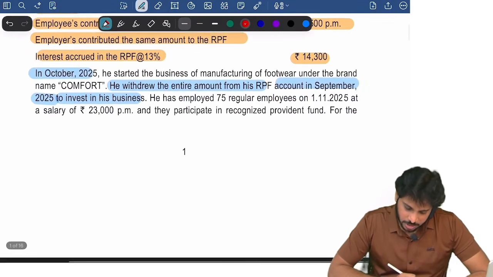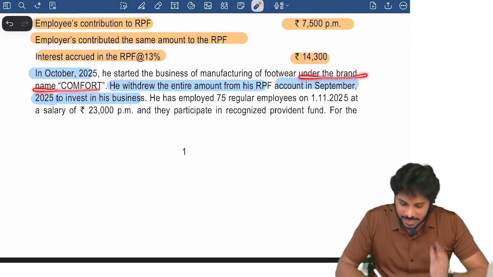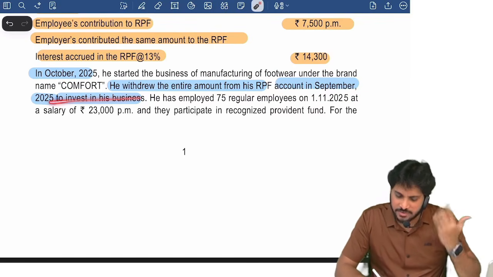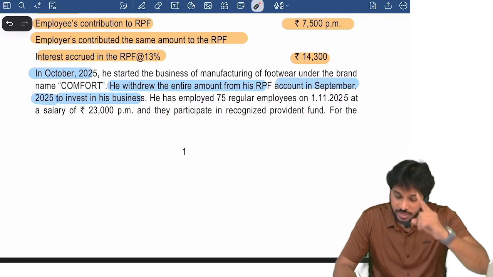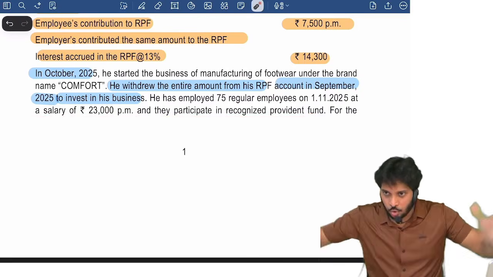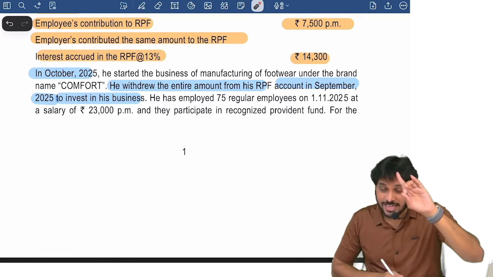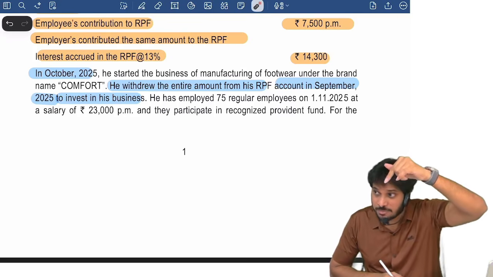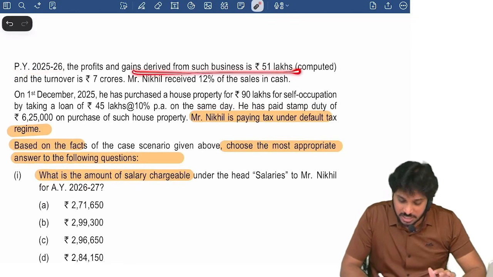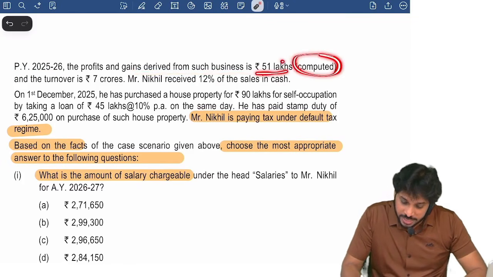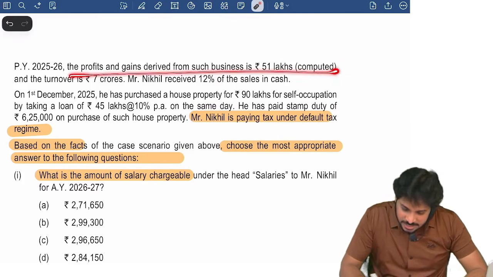Now, they mention PGBP. In October 25, he started a business of manufacturing footwear under the brand name Comfort. He withdrew the entire RPF and invested in the business. He has employed 75 employees at a salary of 23,000 who participated in RPF. In case of a new business, whoever is recruited in the first year comes under the additional employee definition. Provided 80JJAA, you can claim only when tax audit is applicable. For the financial year 25-26, the computed income they gave is 51 lakh. Only chapter 6A you need to look at later. Business income computed they gave.